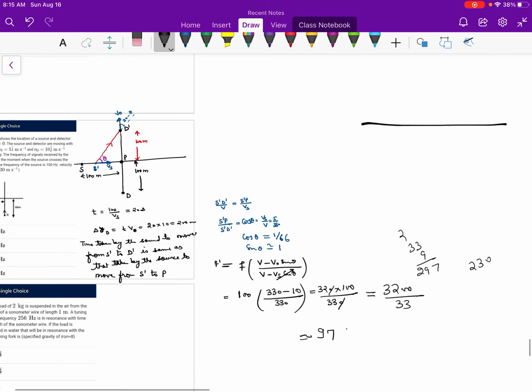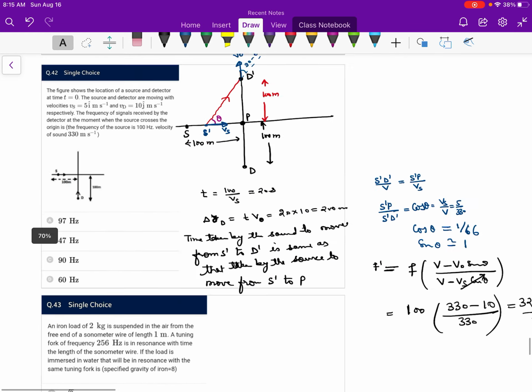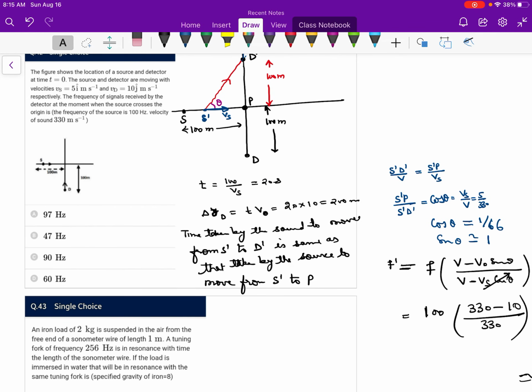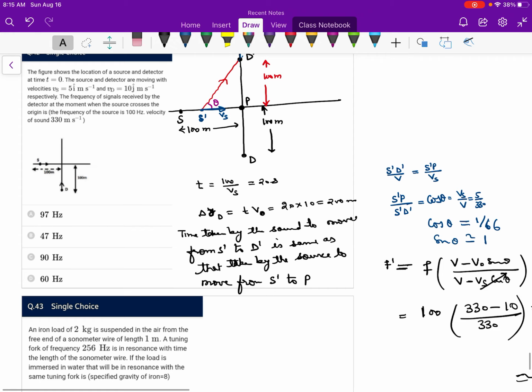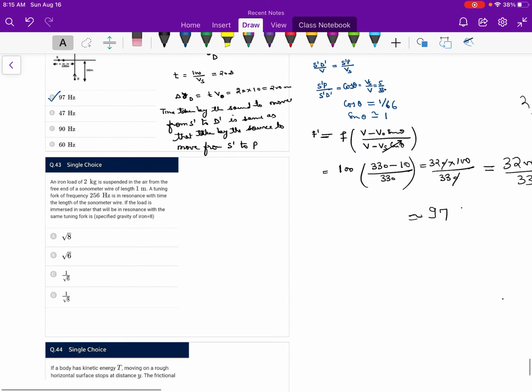This is a tough question as far as NEET is concerned, and while solving the paper, I think you should leave this question, but you should learn this concept for later on. When both source and detector are moving, the velocity of source at the time of emission of the sound should be used, and the velocity of detector at the time of reception of the sound should be used. So the correct option is 97.